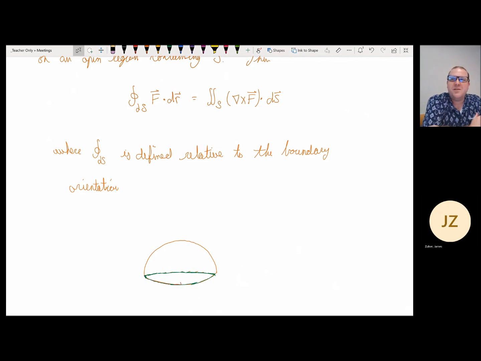So that's the direction you have to walk so that your right arm, when extended, points in the same direction as the normal vector. So if it's outward pointing, you'd have to have your arm pointing out of the surface. So whatever direction that is, that's the orientation of the boundary. In the case of a hemisphere, counterclockwise for outward pointing, clockwise for inward pointing.